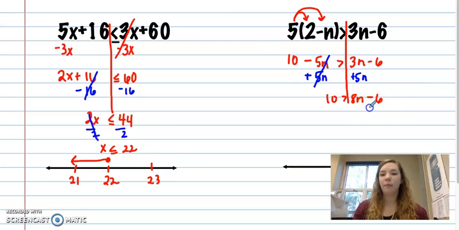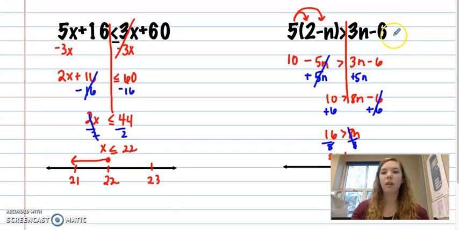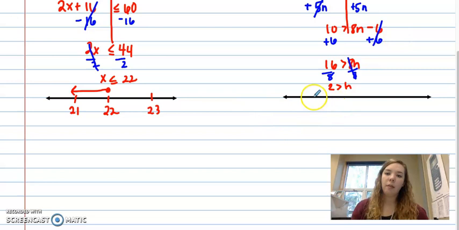And now we have a two-step. So we'll add 6. And divide by 8. We get 2 is greater than n, whatever the letter was. 2 is greater than n. So on our number line, 1, 2, and 3, we'll have an open circle pointing left.